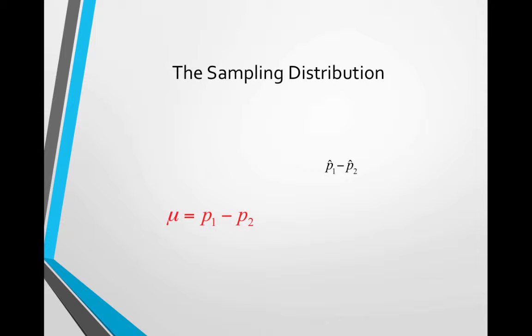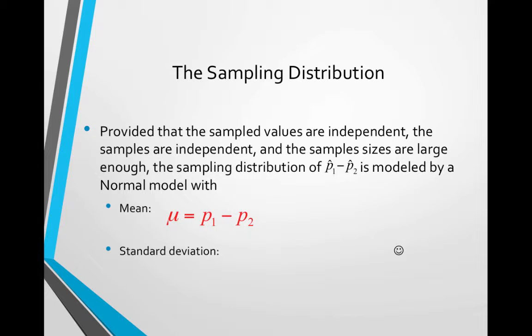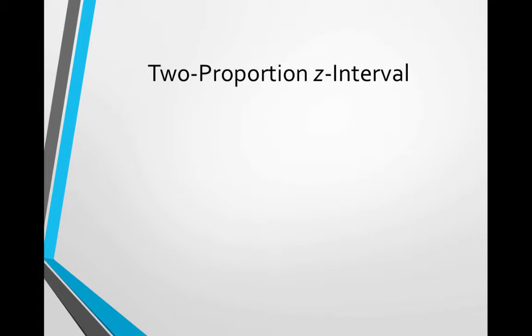The sampling distribution continued, provided that the sampled values are independent, the samples are independent, and the sample sizes are large enough. In other words, we've checked our assumptions and conditions, and they are met. Then the sampling distribution of P hat 1 minus P hat 2 will be modeled by a normal model, where our mean is the population parameter for the first sample minus the population parameter for the second sample. And the standard deviation is, as we saw before, the square root of P1Q1 over N1 plus P2Q2 over N2. For a two proportion Z interval. So now we actually know how to do two different types of confidence intervals.